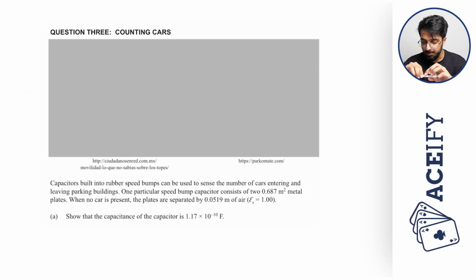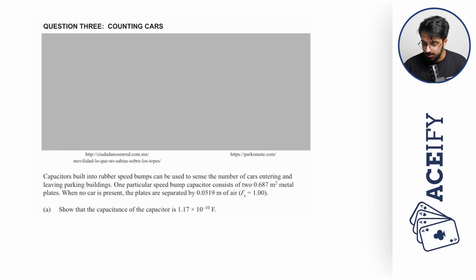There we go. Capacitors built into rubber speed bumps can be used to sense the number of cars entering and leaving parking buildings. One particular speed bump capacitor consists of two 0.687 meter squared metal plates. When no car is present, the plates are separated by 0.0519 meters of air. Show that the capacitance of the capacitor is 1.17 times 10 to the negative 10 farads.